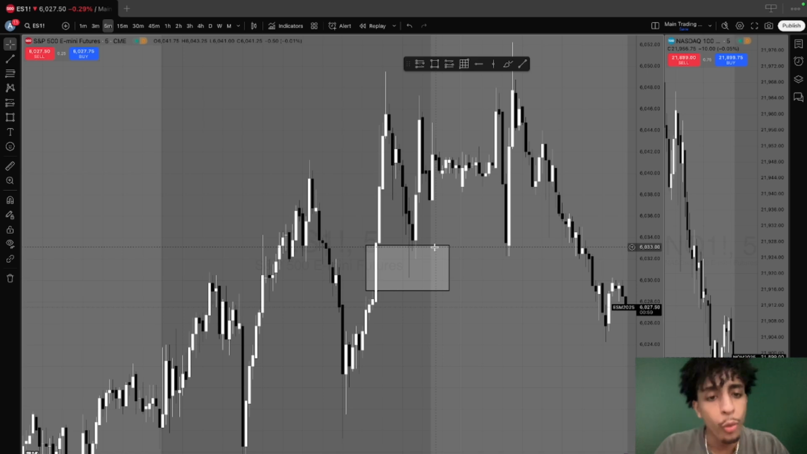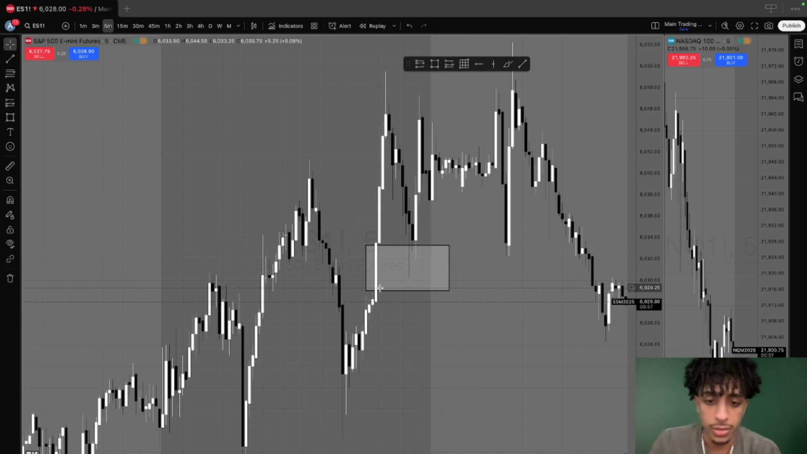Now, what is the point of a fair value gap? The point is, as I said, it's a draw on liquidity. So what does that mean? That means price is going to come back to the fair value gap, and we could respect the fair value gap and get a candle close outside of it, and then you can assume that we are going to continue higher.